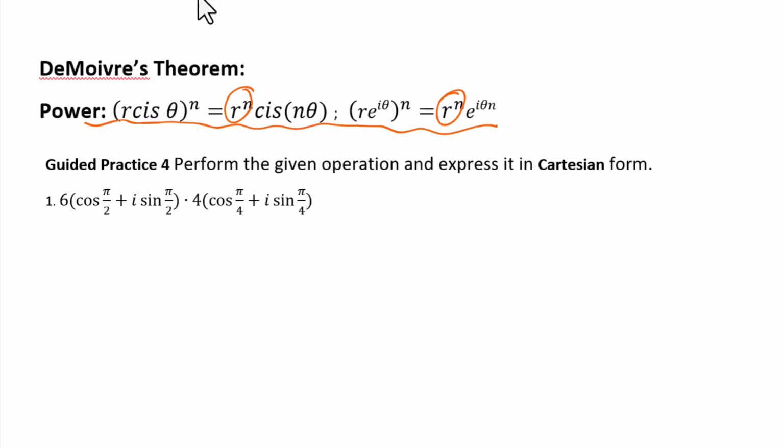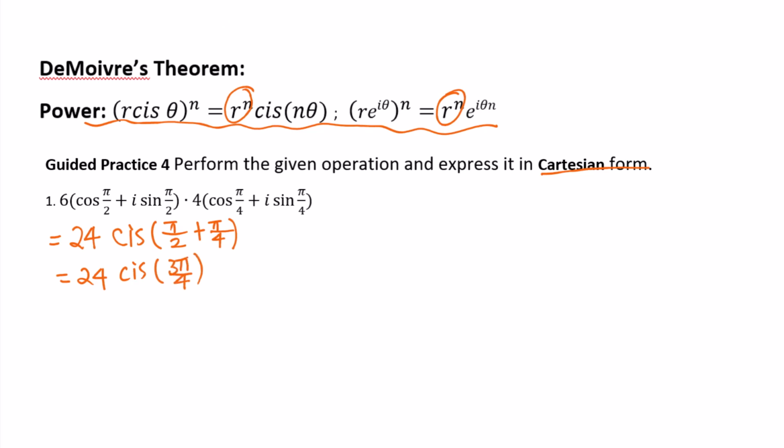Let's go to guided practice 4. Perform the given operation and express it in Cartesian form. Multiplication of complex numbers. We multiply the moduli: 6 times 4 is 24. Then CIS of pi over 2 plus pi over 4 equals 24 CIS 3 pi over 4.